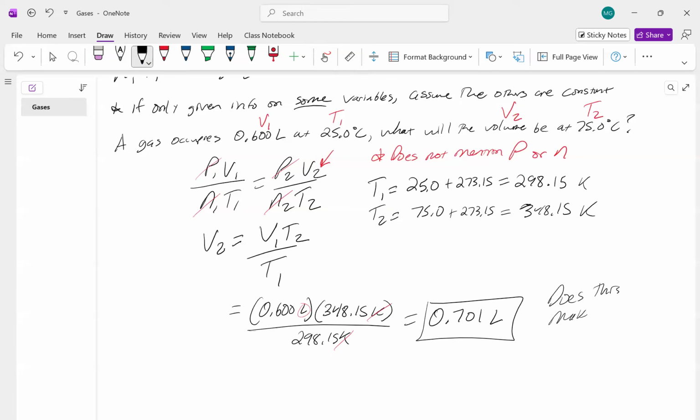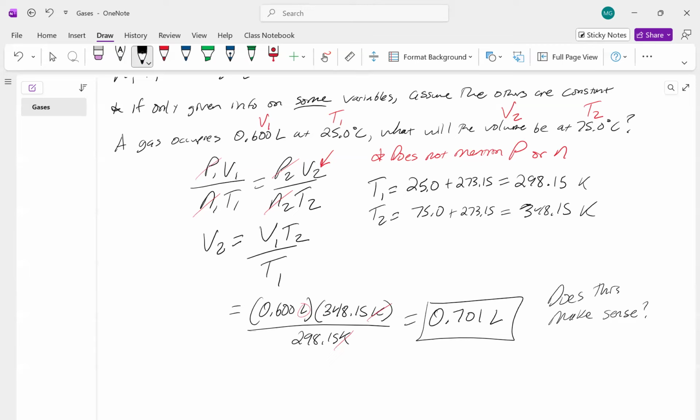Now, before you move on, you always want to ask yourself, when it comes to gases, does this make sense? Does this track with what you know about the properties of gases? If I increase the temperature on a gas, what should happen to its volume? Well, I know from earlier that temperature and volume are directly proportional. If I increase temperature, the volume should go up. So yes, my answer does make sense here.